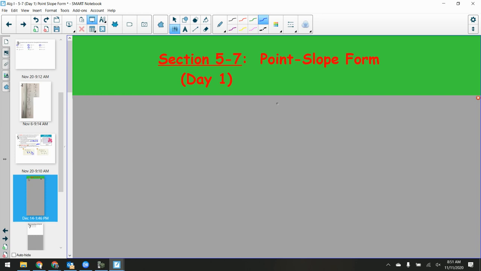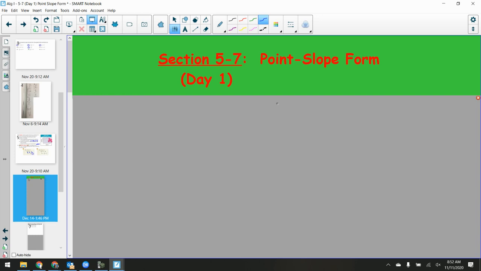All right. That being said, the lesson section 5-6 was all about slope-intercept form. What was slope-intercept form? Y equals mx plus b. That's slope-intercept form. So we were given the slope and the intercept to make that equation.